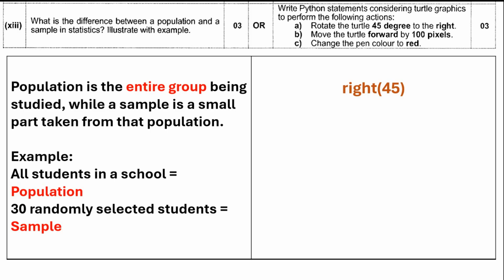Next one is, write Python statements using turtle graphics to perform the following actions. Rotate the turtle 45 degrees to the right. I have written right, and however much you want to turn, you write that number. If they say 60, you write 60. Here, right is 45. Next one, move forward by 100. You can use the forward command with 100. And then change the pen color to red. You write the pen color in double quotations, the name of the color. If it is red, you write red. If it says blue, then you write blue.